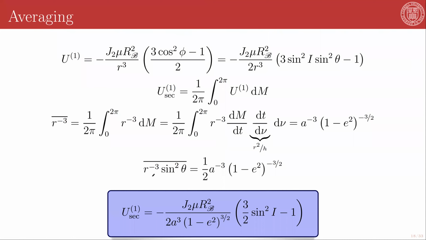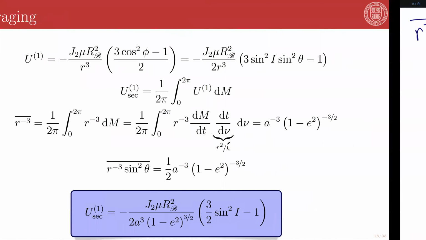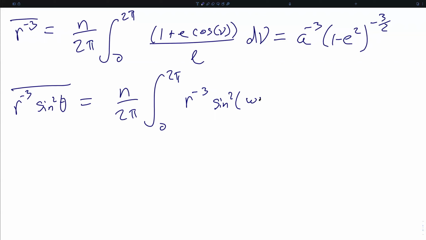For the second bit, we have this sine squared theta term, and it is still being scaled by r cubed, so we need to consider these jointly. We're looking at the average of r to the negative third times sine squared theta. We make the same change of variable to get this integral in d nu, and so we have the same r squared over h term here. We're going to replace theta with its definition of omega plus nu, since we need to isolate the variable that we're integrating in.